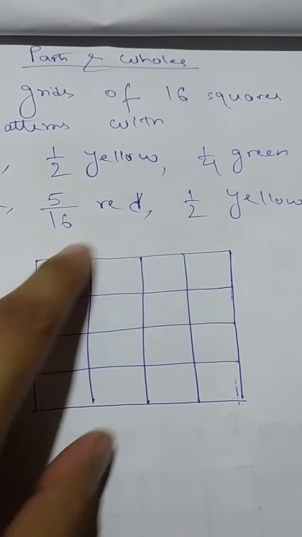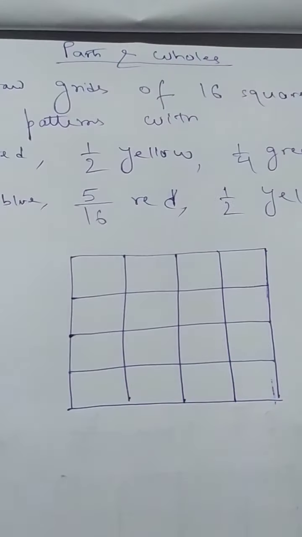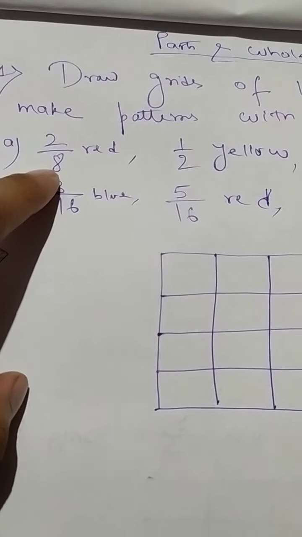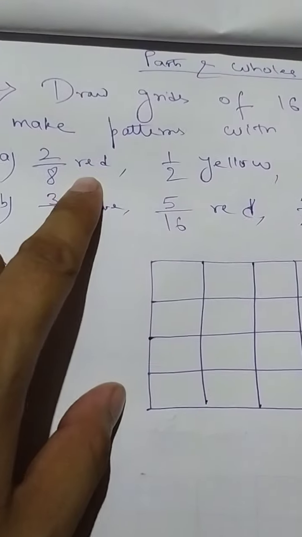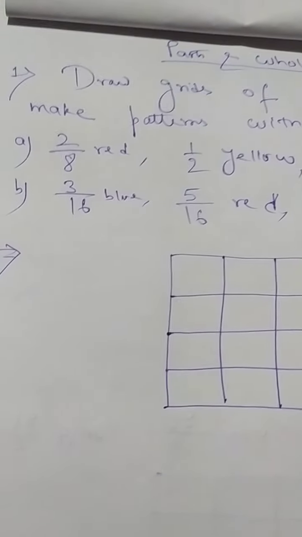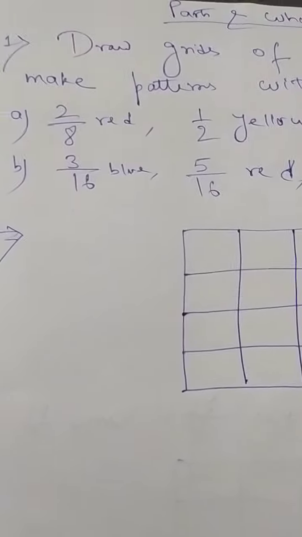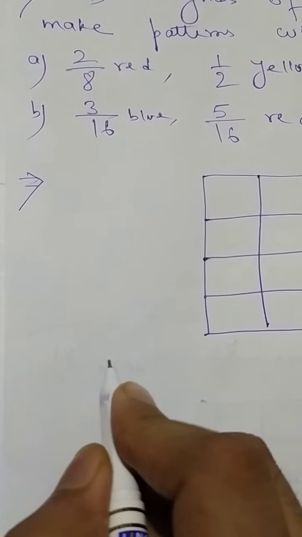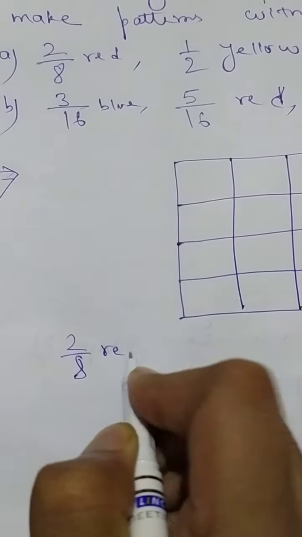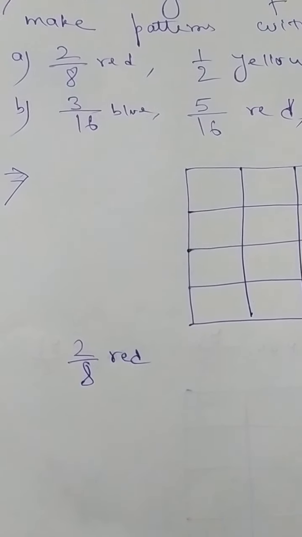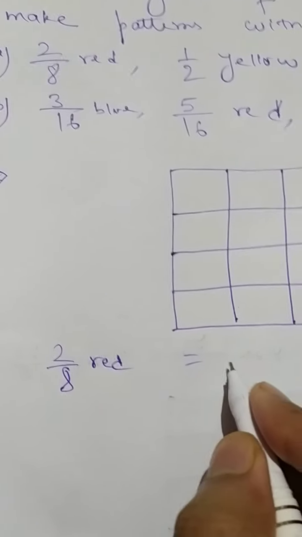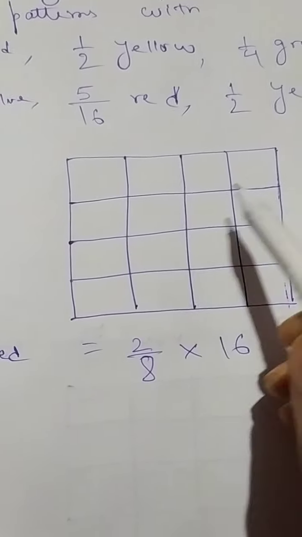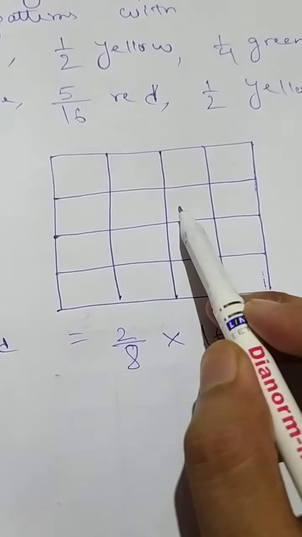This is total, there are 16 squares. Now what is the meaning of 2 by 8? 2 by 8 red. Now first you have to find out 2 by 8 means how many squares you will color red. Now how to find out? So first let's start. First one is, you see, 2 by 8 red. Now how to find out? So first we will do 2 by 8 into 16. Why? Because total there are 16 squares.